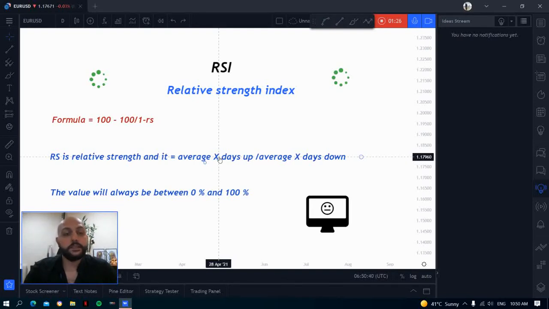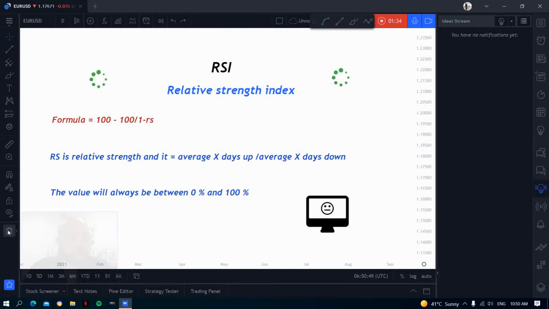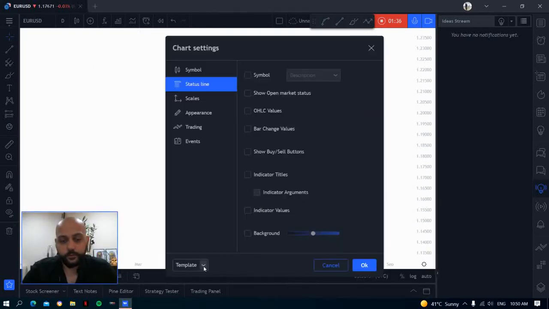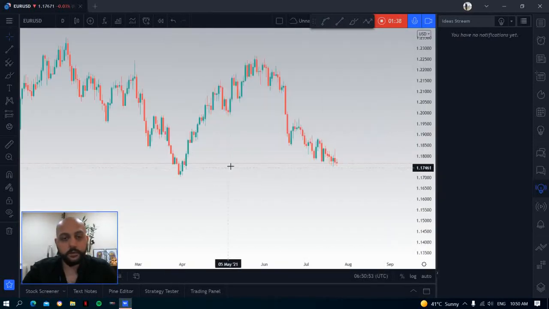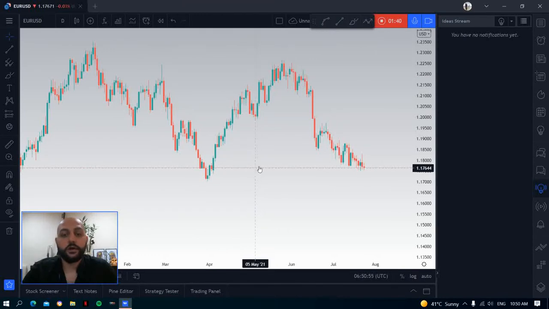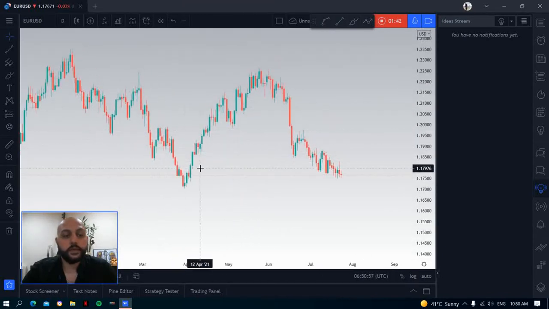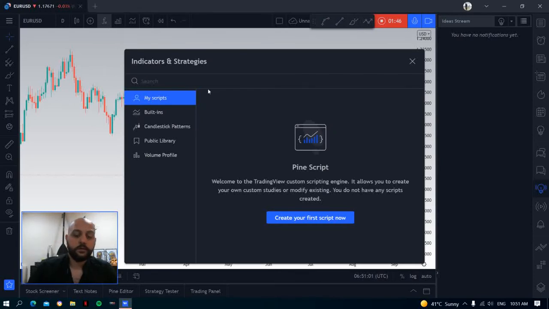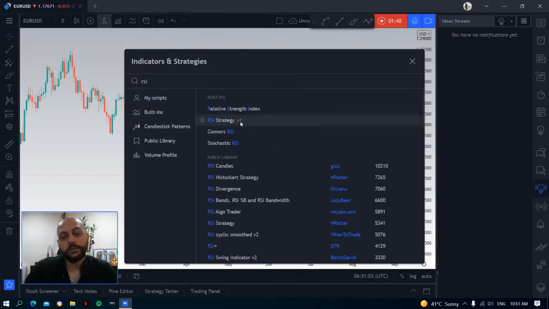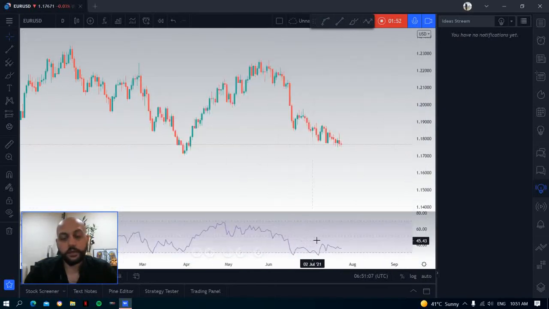So today, let's use this oscillator in a real example, and I'm going to show you how to add this oscillator to your chart on TradingView. So let's delete all of this and go back to the normal template. Here we go. This is a daily chart for the EUR/USD. First we go into the indicators here and type RSI, and you see it on top, Relative Strength Index. We add it, and here's the oscillator.